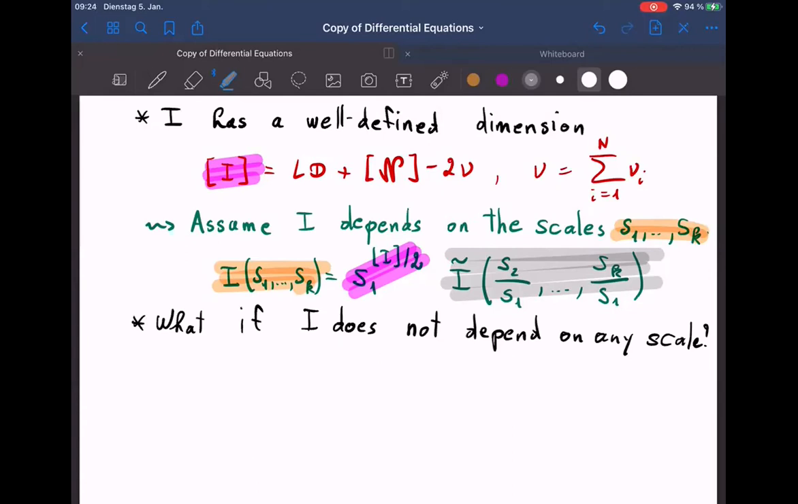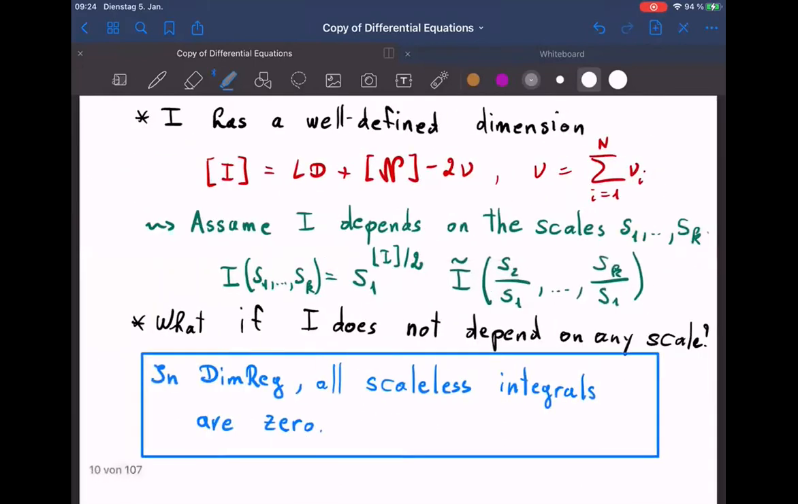But you also see now, so what happens if the integral does not depend on any scale, if it doesn't depend on any energy dimension? Well, if this does not depend on any energy scale, what could it be? The only thing it could be is that it vanishes. It's actually something non-trivial, but it is true that you can actually prove in dimensional regularization, it's important, that if you have an integral that does not depend on any energy scale, it will automatically vanish.